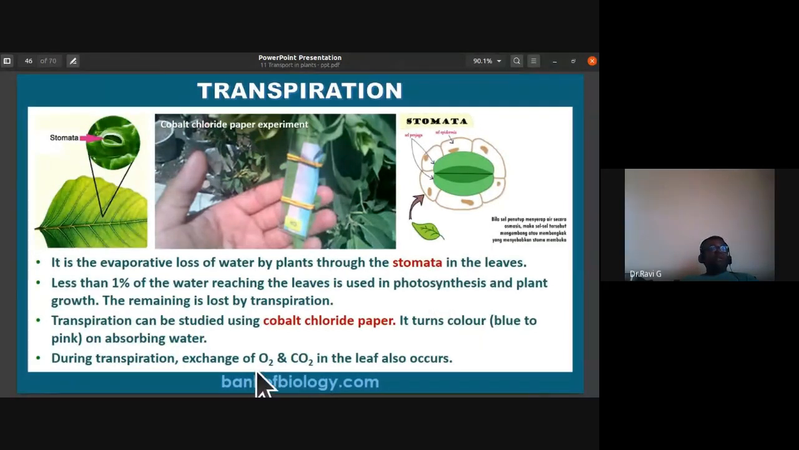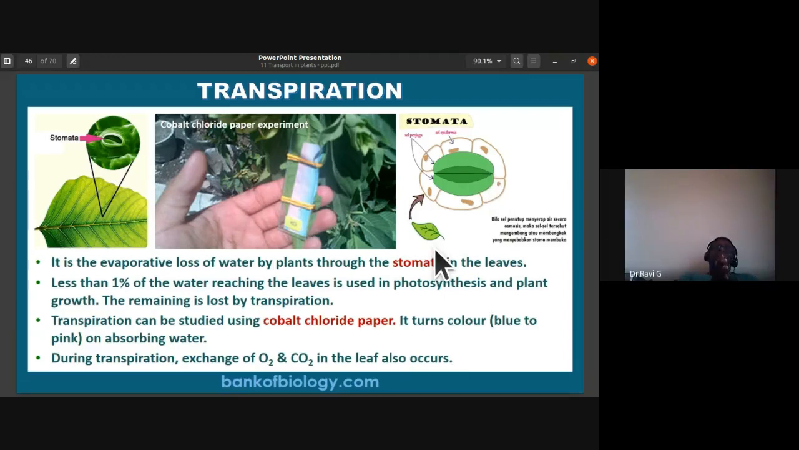So during transpiration, exchange of oxygen and carbon dioxide in the leaf also occurs at the same time. So not only transpiration, but there is also exchange of oxygen and carbon dioxide in the leaf occurring during transpiration.